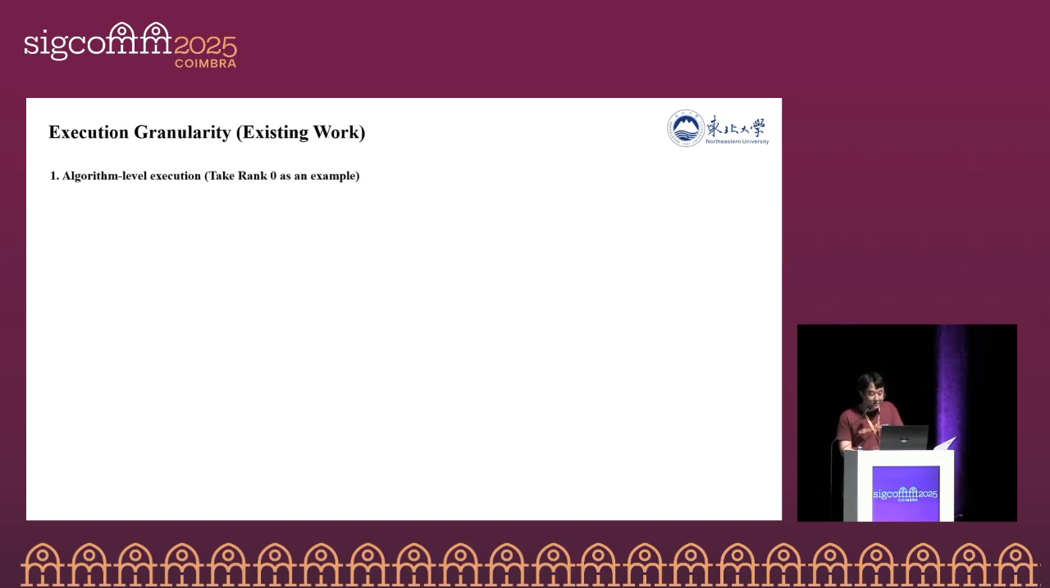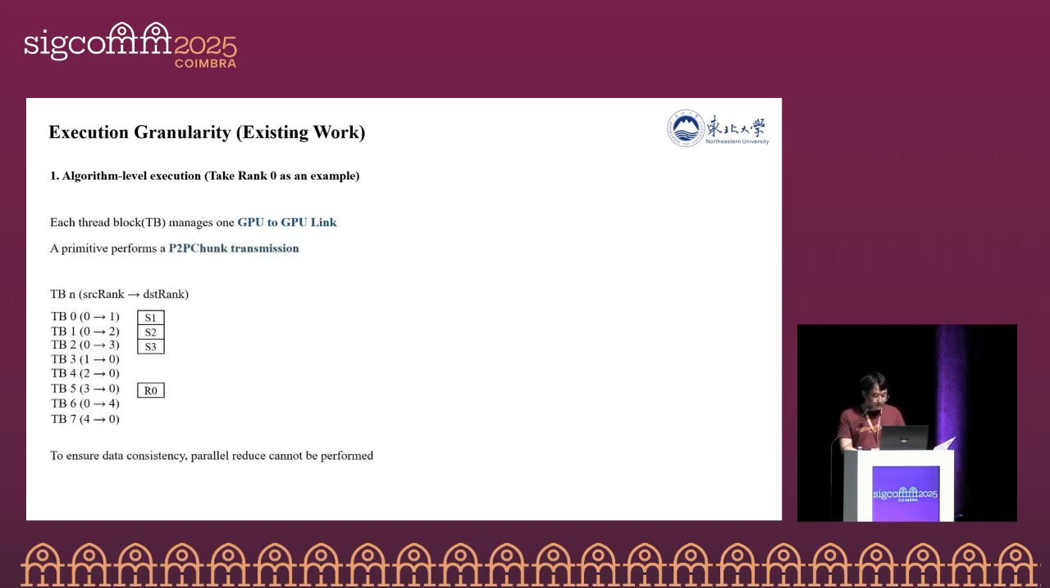Now, let's examine how existing solutions handle execution granularity in runtime. We present an abstract execution sequence of the runtime model for the previously described example. First, we define two types of dependencies: data dependencies and communication dependencies. The data dependency occurs when primitives processing the same chunk must execute in a specific order to avoid data consistency issues. For example, send operation S0 depends on the receive operation R0. Communication dependencies arise when too many thread blocks execute primitives on the same links, leading to bandwidth contention and performance degradation. We will illustrate it later.